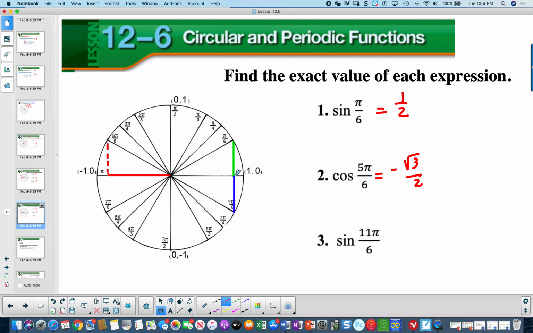11 pi over 6, this is the sine. This is right here. This is a short leg. A short leg is 1/2. And since it's in the fourth quadrant, it'll be negative.